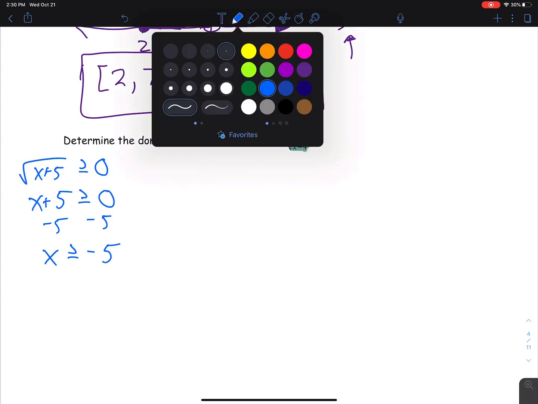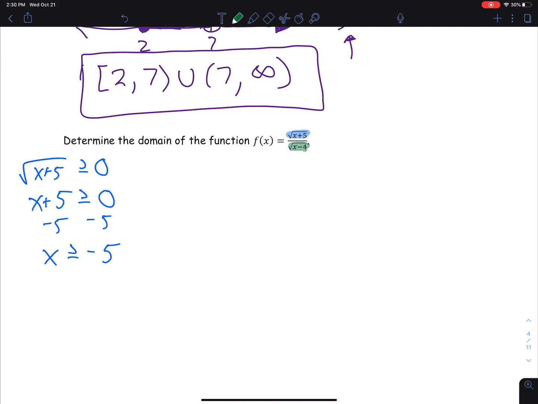But we also need to check out the denominator's restrictions. The inside, x minus 4, has to also be greater than or equal to 0. But wait, it's in the denominator. So, not just greater than or equal to 0, but it also can't equal 0, because if the denominator is 0, then it's undefined. So it's just x minus 4 is greater than 0. Add 4 on both sides. You'll get x is greater than 4.